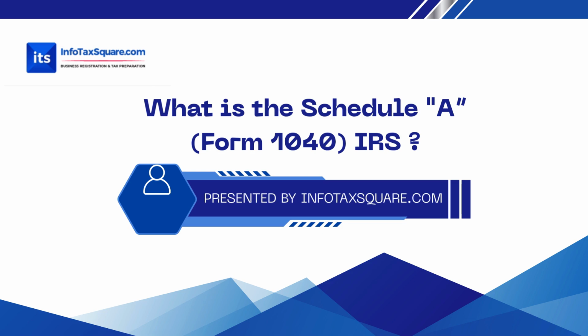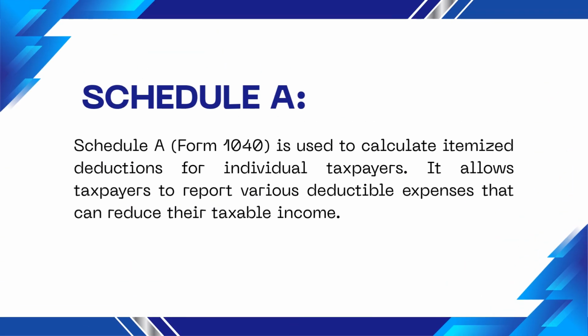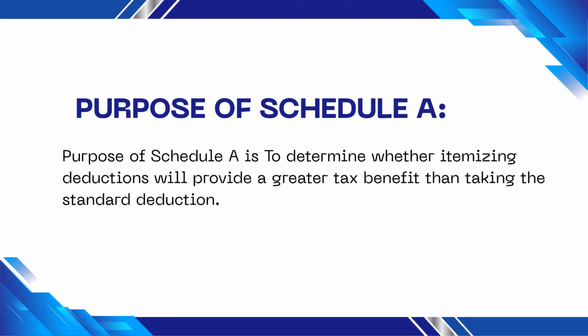What is the Schedule A of IRS? Schedule A is used to calculate itemized deductions for individual taxpayers. It allows taxpayers to report various deductible expenses that can reduce their taxable income. Purpose of Schedule A: the purpose of Schedule A is to determine whether itemizing deductions will provide a greater tax benefit than taking the standard deduction.